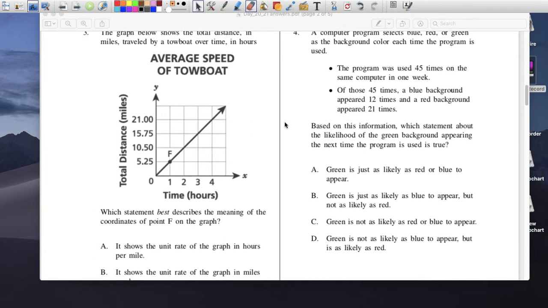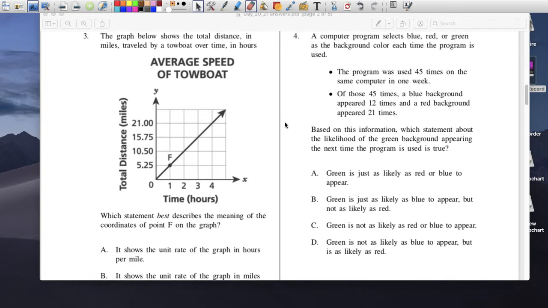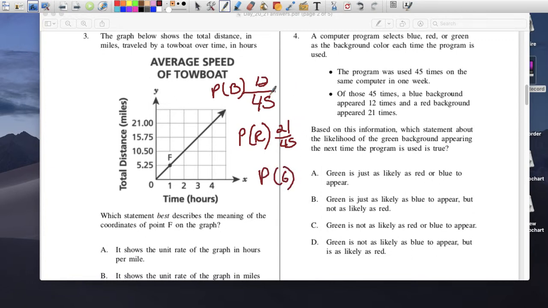A computer program selects red, blue, or green as a background each time the program is used. The program was used 45 times on the same computer in 1 week. So out of the 45 times we turned on the computer, blue came out 12 times, so I'm going to write P of blue, 12 times. P of red was 21 times, or 21 out of 45. And then there was one more color, green, right? And P of green, obviously, has to be the leftover.